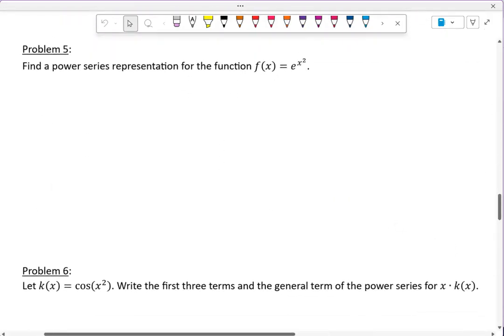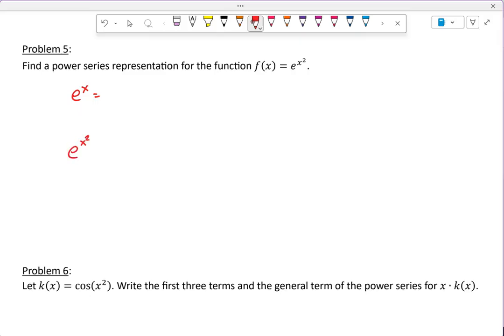First problem that we have for today, problem 5. This is not a derivative or integral problem, but they do want us to represent the power series for the function e to the x squared. So what we would first want to do is, what is the power series for e to the x? List that one out. Once we know that, we should be able to then list the power series for e to the x squared.